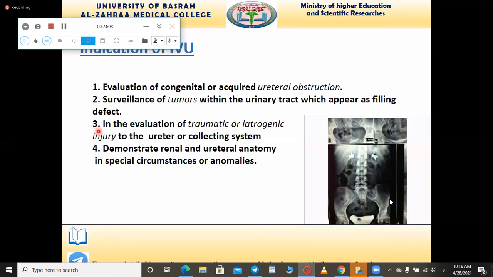Third indication is trauma or injury to the collecting system or ureter. If there is injury to the urinary tract, the contrast will be leaking out of the urinary tract. We call it extravasated. So that indicates there is an injury.